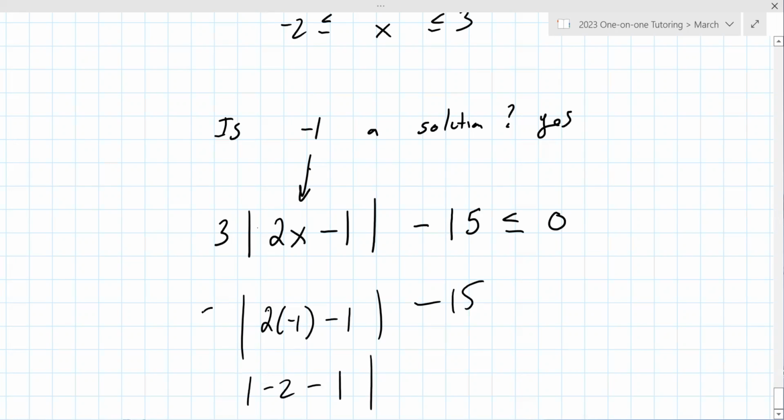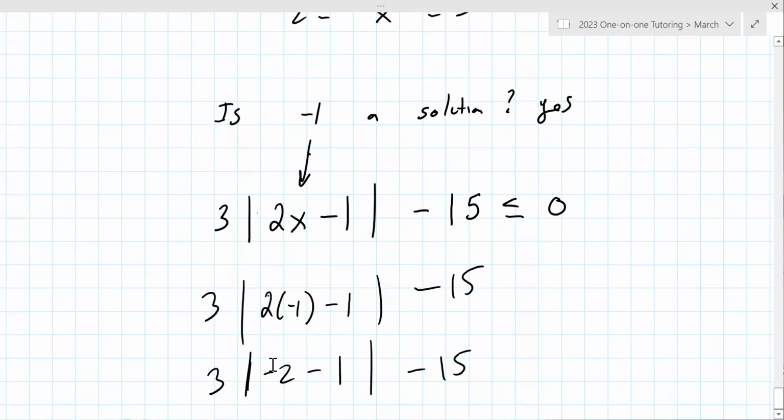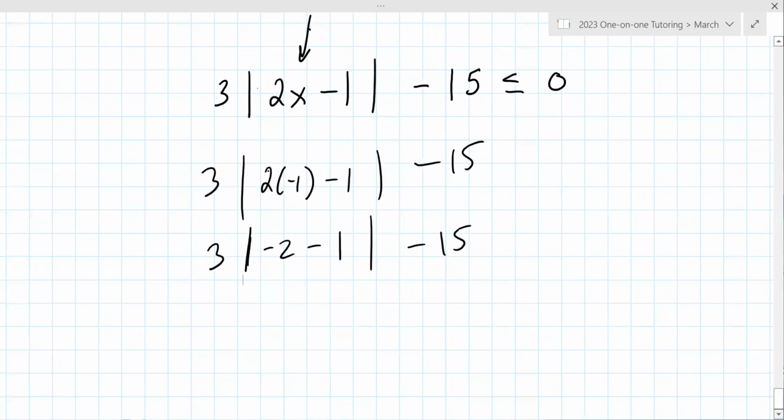Yeah, you bring them down, but you don't evaluate until you keep focus. This is like a simplification problem where you just keep going one step at a time. Like, what is -2 minus 1? Do that. -3. Yes, -3.